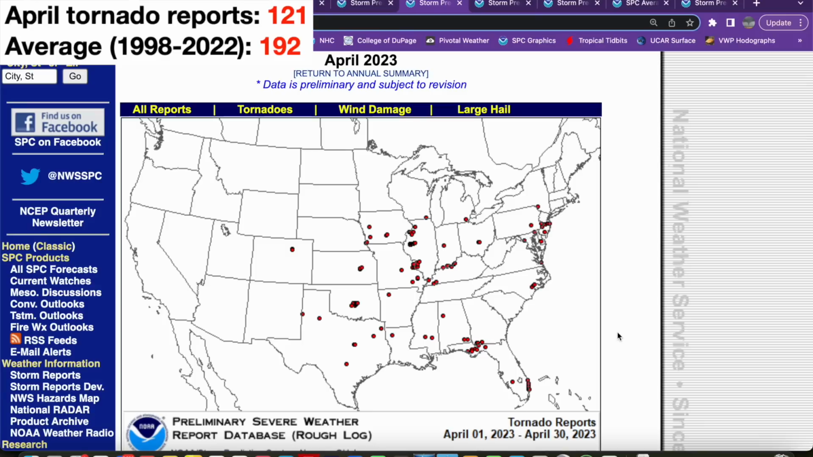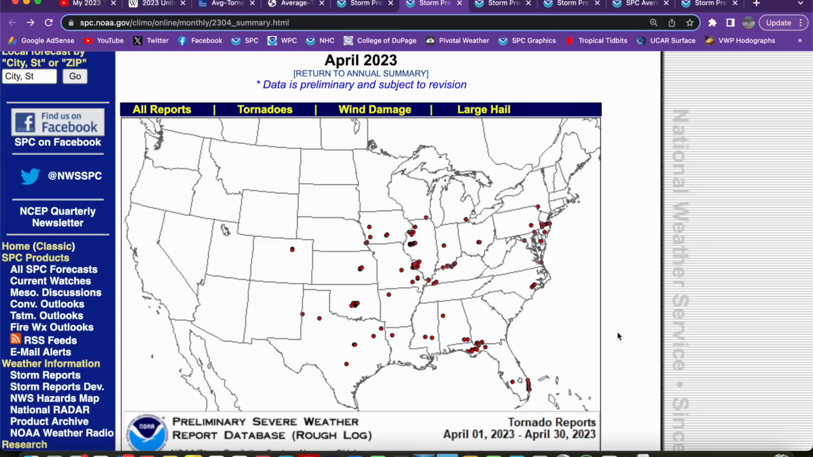Only 121 tornado reports in total for the entire month of April in the U.S. That's about half of what we usually see, so very much a below average April for tornado activity across the U.S. We'll talk about how the upper air pattern progressed throughout the season in just a bit and how it relates to those factors that we talked about in our original video.